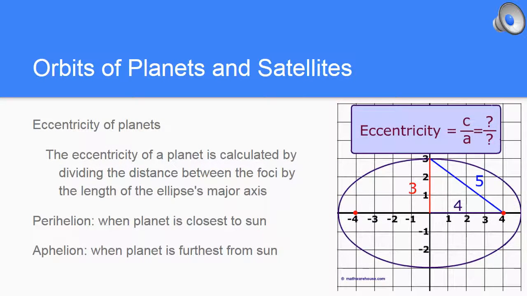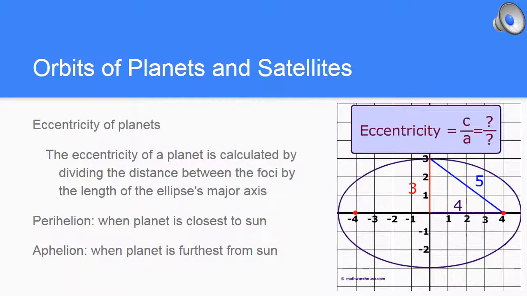So one cool thing we can do because of planets' elliptical orbits is we can calculate the eccentricity of the planet. So this is how circular or flat the planet's orbit is. If the eccentricity is closer to 0, that means that it is closer to being a perfect circle, while if it's farther from 0 or closer to 1, that means that it is more oval shaped and flatter. So the eccentricity is calculated by dividing the distance between the foci by the length of the ellipse's major axis.